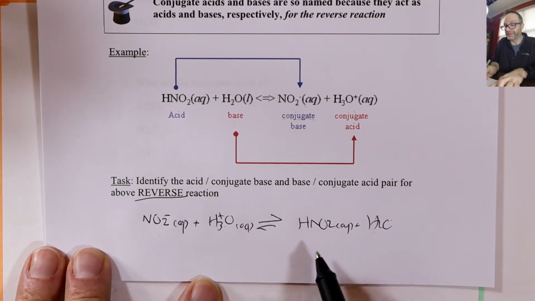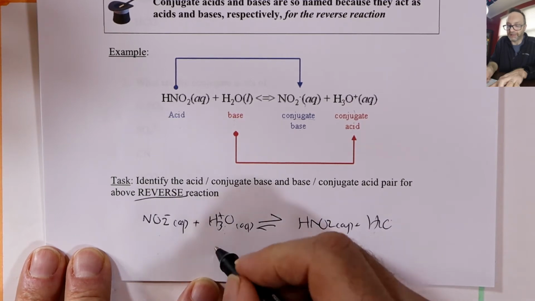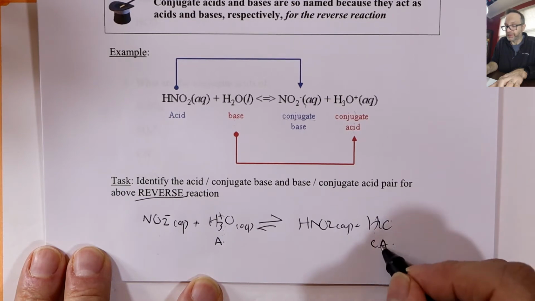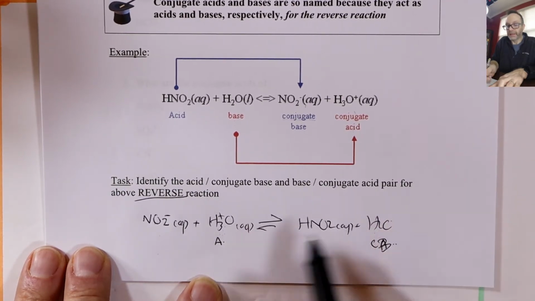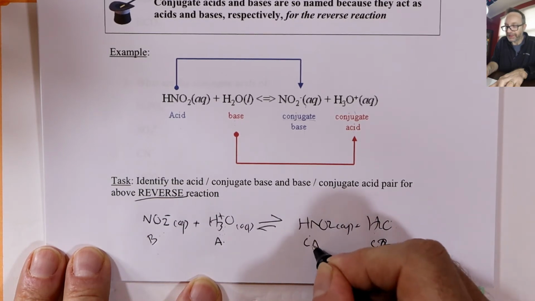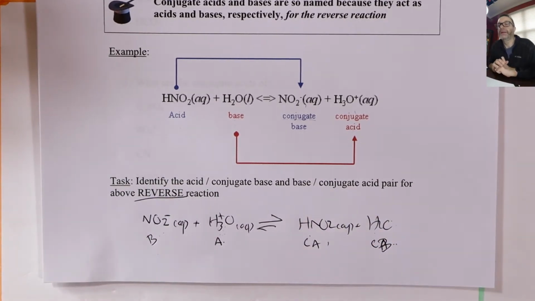So I'm going to say, which one's the acid? Well, the thing that loses a proton. Well, it's this guy here, right? Acid. Sorry, this must be the base because it picks up a proton to make the conjugate acid. There we go. All right.